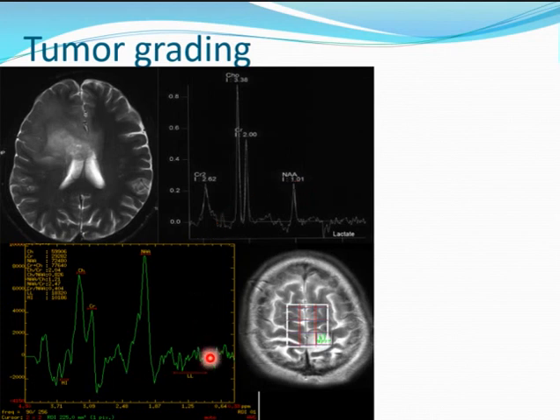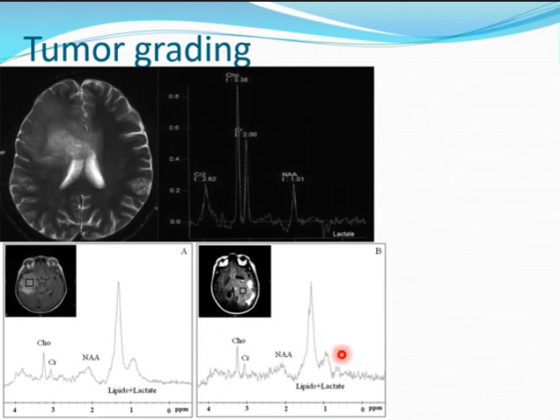Again, you can see here the normal part showing the normal NAA and the choline peak. Okay, compare this with this. The NAA is high, while here it's low. Okay?